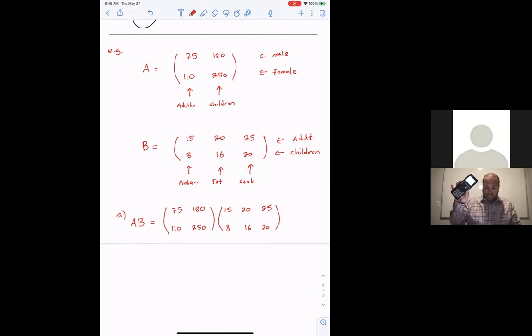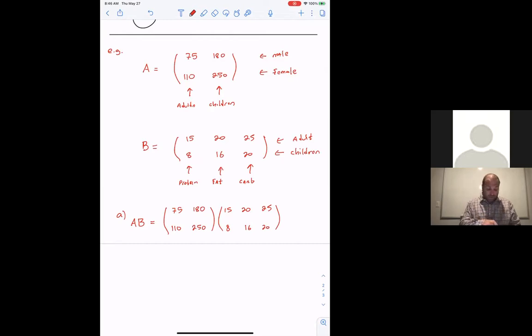So on the TI-84 calculator, I hit second matrix, and the matrix button is the 5th button on the left. It's in blue, which is why I have to go to second mode. And it lists names, math, edit. I first want to edit because I want to create my matrices. So I'm going to edit matrix A. So I hit enter. I'm going to make this a 2 by 2 matrix, and I'm going to put in the numbers 75, 180, 110, and 250.